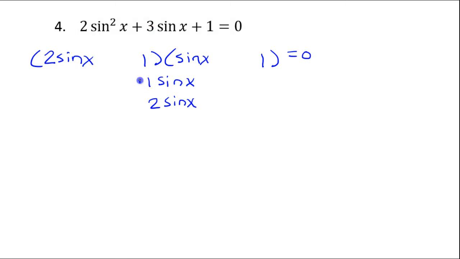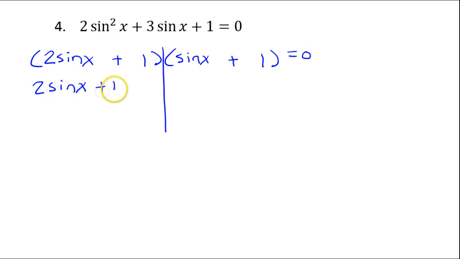That will happen if I just leave these both to be positive. So that means both of these will be positive. Will that give me a positive 1 at the end? Yes, positive 1 times positive 1 is positive 1. So this is how you factor it. Now we can go ahead and do the zero product property and set each factor equal to 0. So I have 2 sine x plus 1 equals 0, and I have sine x plus 1 equals 0.